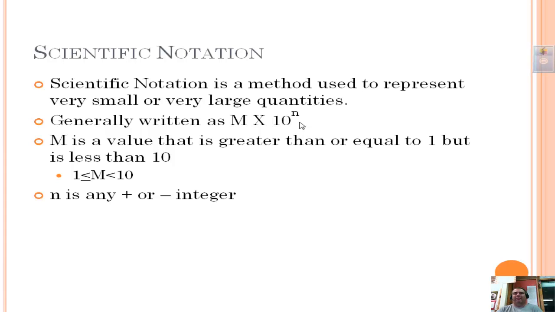So we could have a positive 15, a positive 2, positive 1. You could have a negative 3, negative 78, things like that. So n is just going to be any positive or negative integer.